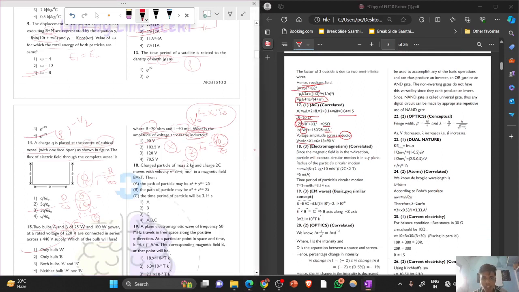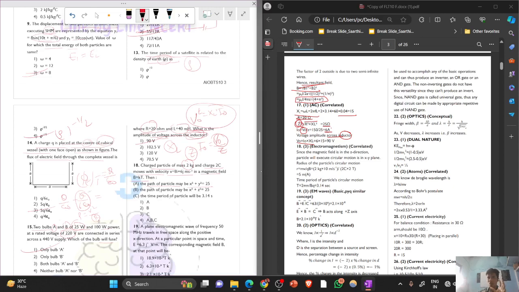A charged particle of 2 kg mass and 2 coulomb charge moves with a velocity, this, in a magnetic field. The path of the particle may be this. Okay, it is asking about the trajectory. You need to understand the trajectory. So first you know the velocity, and you know the magnetic field, which is constant, k Tesla, and you know the mass and charge, everything. You just need to understand the radius of it.